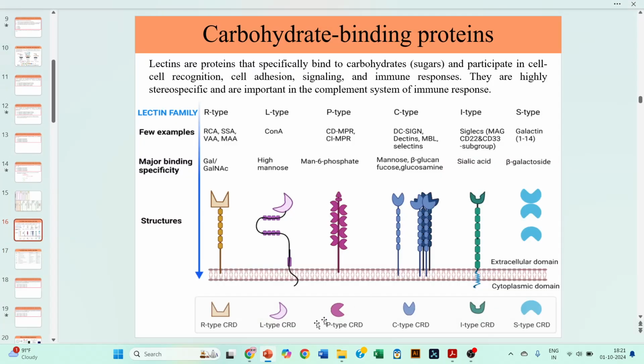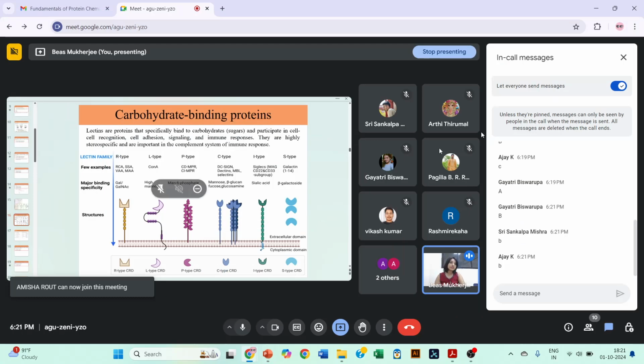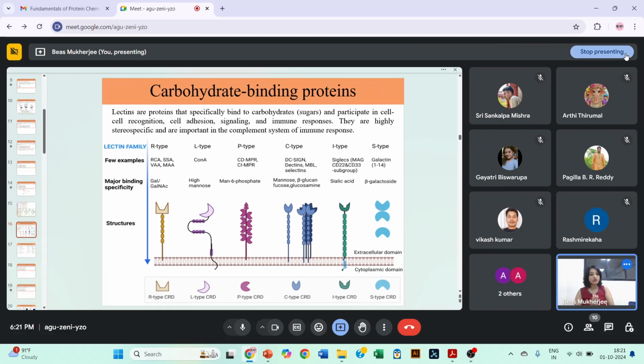Okay, the next part is actually lectins. So lectins, you know, these are proteins which have affinity for carbohydrate moieties. So lectins are called carbohydrate binding proteins, and these are very important. They are found in almost all organisms. Lectins are important even in the complement system of our body to identify antigens and pathogens that enter into our body. Lectins are very, very specific. They specifically bind to carbohydrates or sugars and participate in cell recognition, cell adhesion, signaling, and immune responses. They are very stereospecific and are important in the complement system of our body.